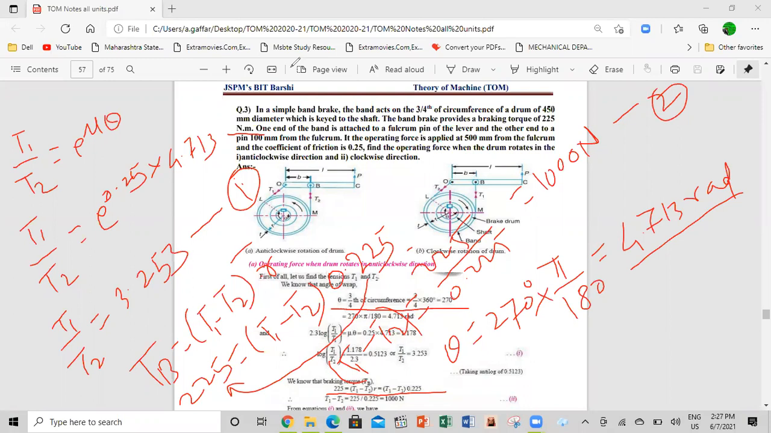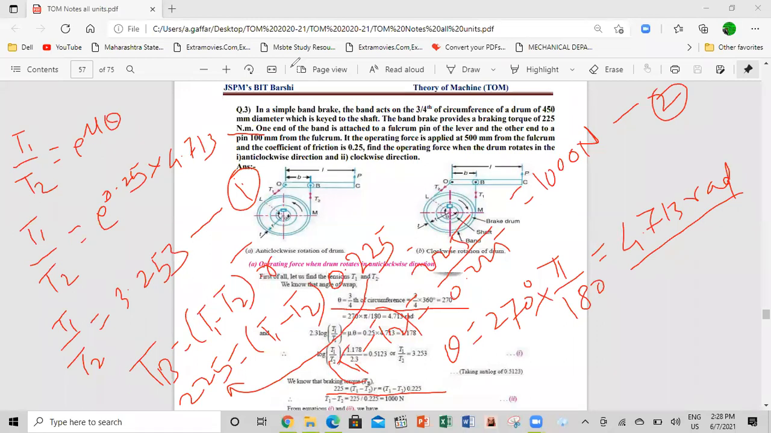Yes, sir. You understand equation 1 and equation 2? How can you find this? The first equation is the tension ratio T1 upon T2 is equal to 3.253, and the second equation is T1 minus T2 is equal to 1000 Newton. After that, we apply both conditions which are asked in the problem to find the operating force, which is nothing but the effort applied on the lever. The first condition is the anti-clockwise direction and the second is the clockwise direction.